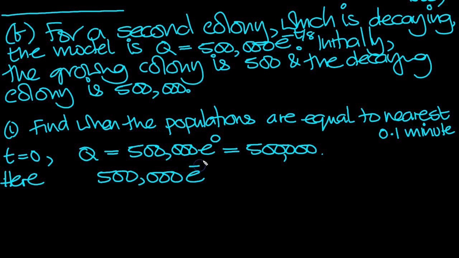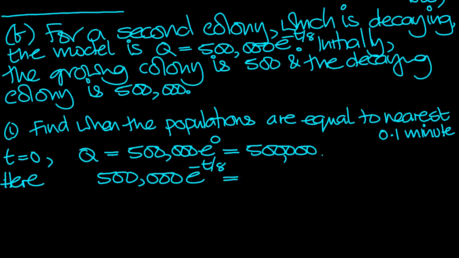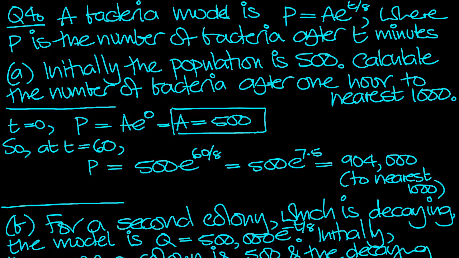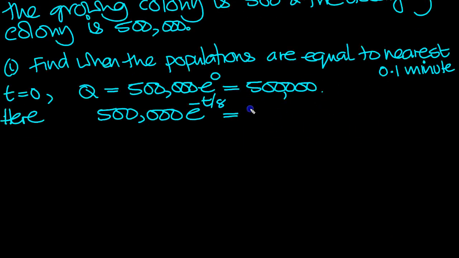e to the minus t over 8 equals... let's have a look what we've got. A is 500 e to the t over 8, so it's 500 e to the t over 8. Okay, well we cancel by 500 both sides.